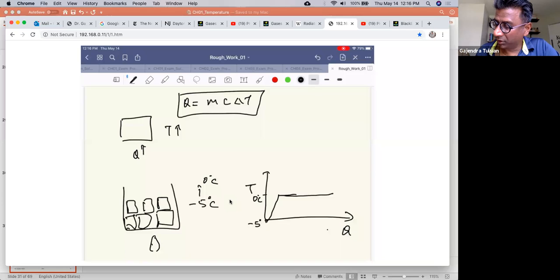What is happening is the ice is melting, phase change is happening. And during phase change, the temperature does not rise. So what is happening to all the heat that is going in?